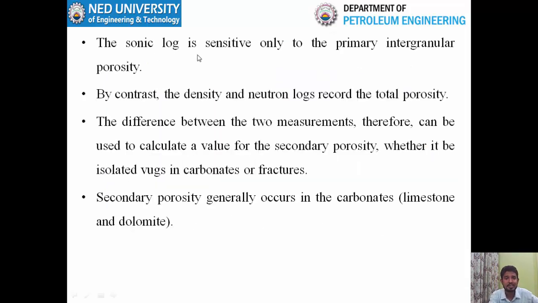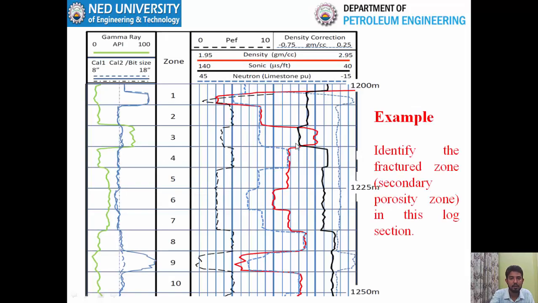So the sonic log is sensitive only to the primary porosity. By contrast, the density and neutron logs record the total porosity, and the difference between the two measurements therefore can be used to calculate a value for the secondary porosity, whether it is isolated vugs in carbonates or fractures. And as I have mentioned, that secondary porosity generally occurs in the carbonates, limestone and dolomite.